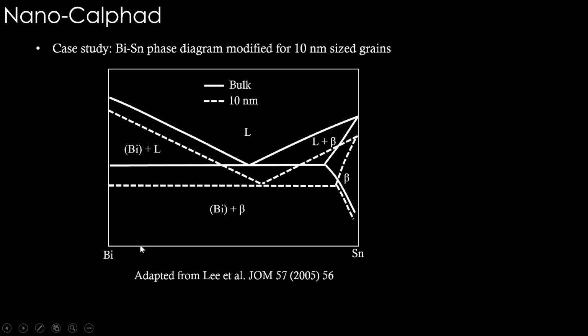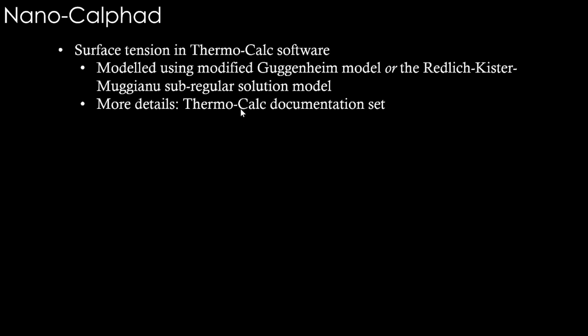You can see the solid lines here are the bulk phase diagram, and when the grain size goes to 10 nanometer, the phase diagram changes significantly. So you can see melting point gets lowered in almost all the compositions. The eutectic reaction here, the temperature of that changes, the composition of that changes. So a lot of changes are happening because of this new thermodynamics, that is the size effect.